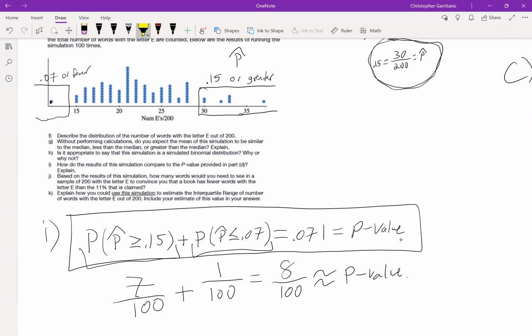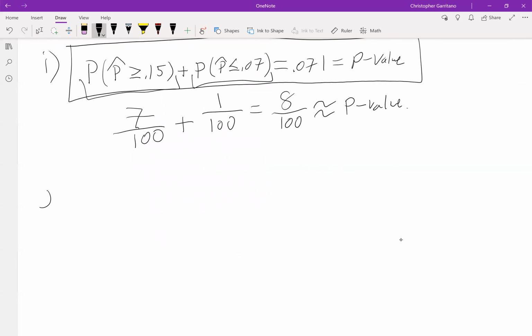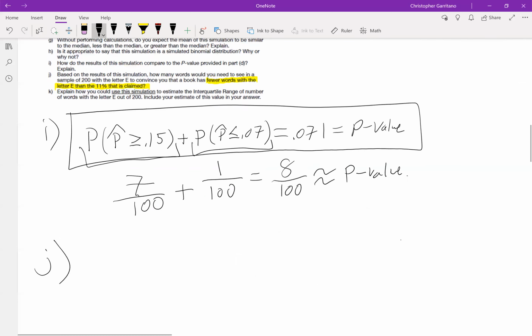All right, part J. Based on the results of the simulation, how many words would you need to see in a sample of 200 with the letter E to convince you that the book has fewer words with the letter E than the 11% that is claimed? Now, this is kind of an annoying question because the slight change in wording means we're actually setting up a new set of hypotheses, right?